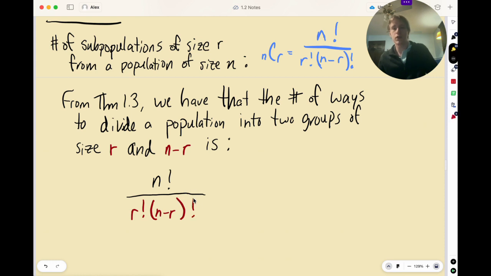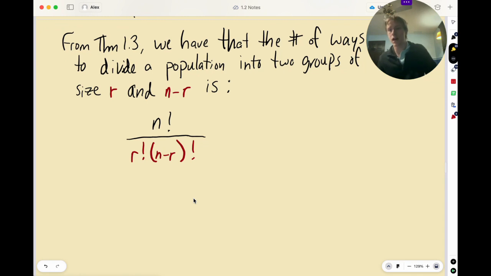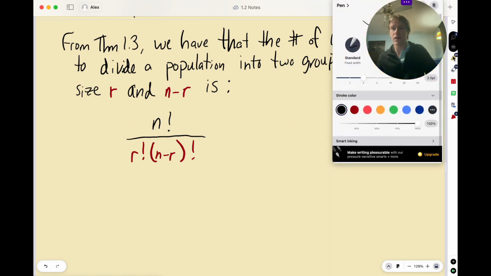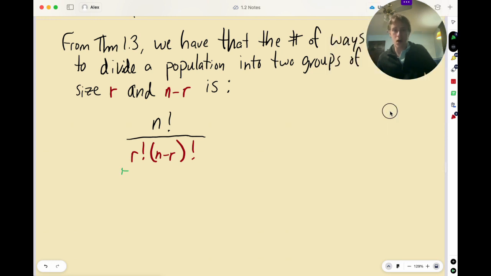Okay. So curiously enough, this idea of combinations and subpopulations also applies to splitting a population up into two sections, usually those that have an attribute that you're interested in, and those that don't. So maybe if you only have two different kinds of marbles, red and green, and you want the probability of drawing five red marbles, you can split the population up into red marbles and those that are not red. Okay, so this is an interesting application of this formula, and the thing that I wanted to point out is that R and N minus R, in order for this to be valid, both have to add up to N.